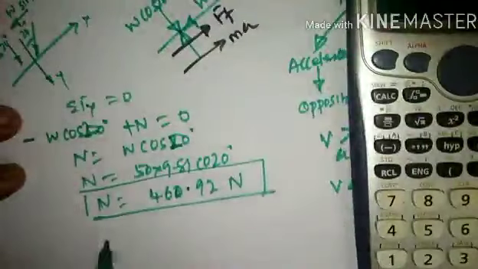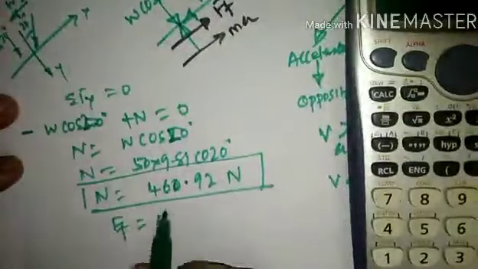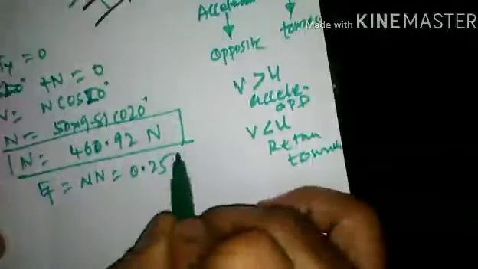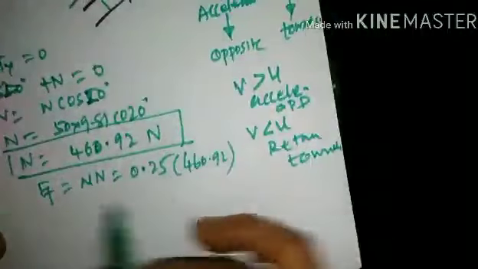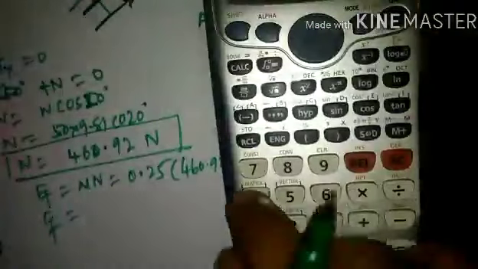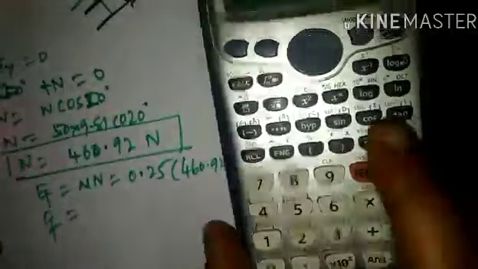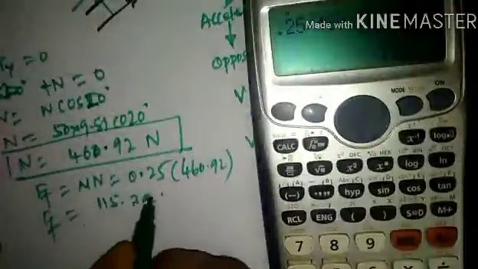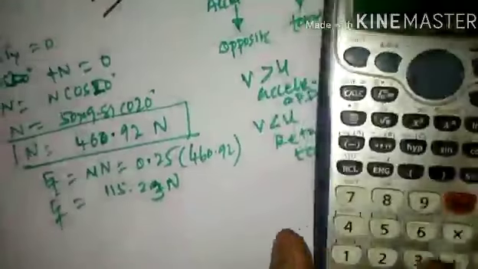Once you get the value of N, we need to find the value of the frictional force. Frictional force value is mu times N. The mu value is 0.25, which has been given in the statement of the problem. So F_F is calculated as 0.25 into 460.92, whose value will come out to 115.23 Newton. So once we have calculated this, we need to find the inertia force now.